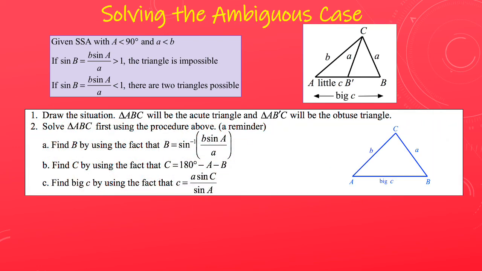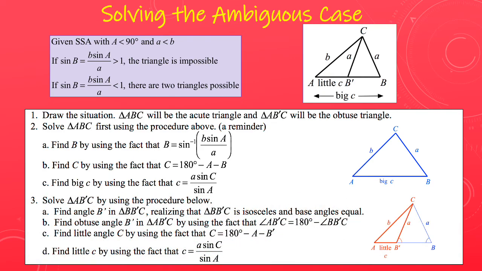We now solve the big triangle ABC in blue using the procedure we just went through. Let's repeat it. We first find angle B by using the fact that angle B is equal to the inverse sine of little b sine A over little a. Next, we find angle C by using the fact that angle C is equal to 180 degrees minus A minus B. And then we find little c by using the fact that c is equal to a sine C over sine A.